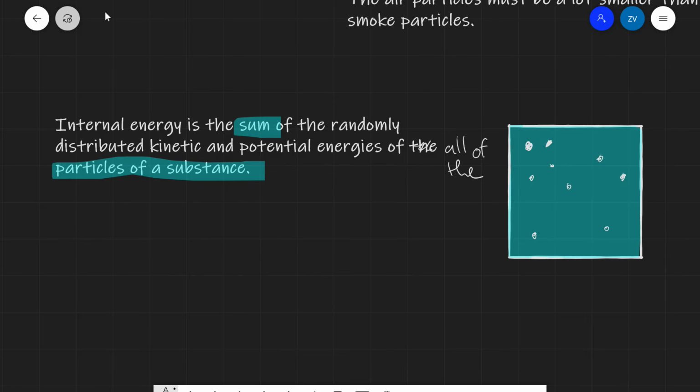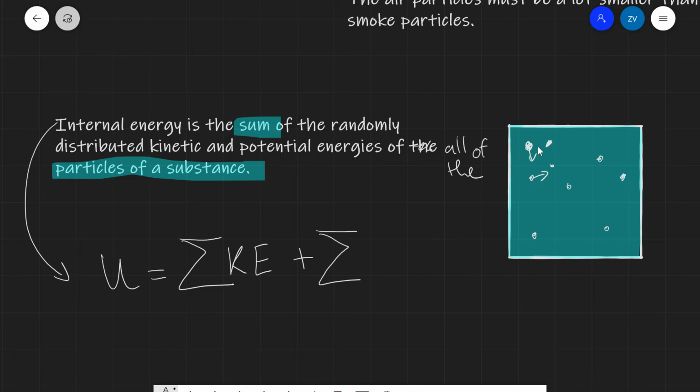Really, really important. For instance, I have this container of water over here, and each of those particles is going to be moving in some direction, so it's going to have some kinetic energy. Additionally, the particles are going to exert some forces on one another. They're typically going to attract each other. So the internal energy, which is typically given the symbol U, is defined as the sum of the kinetic energies of all of the particles plus the sum of the potential energies of all of the particles.